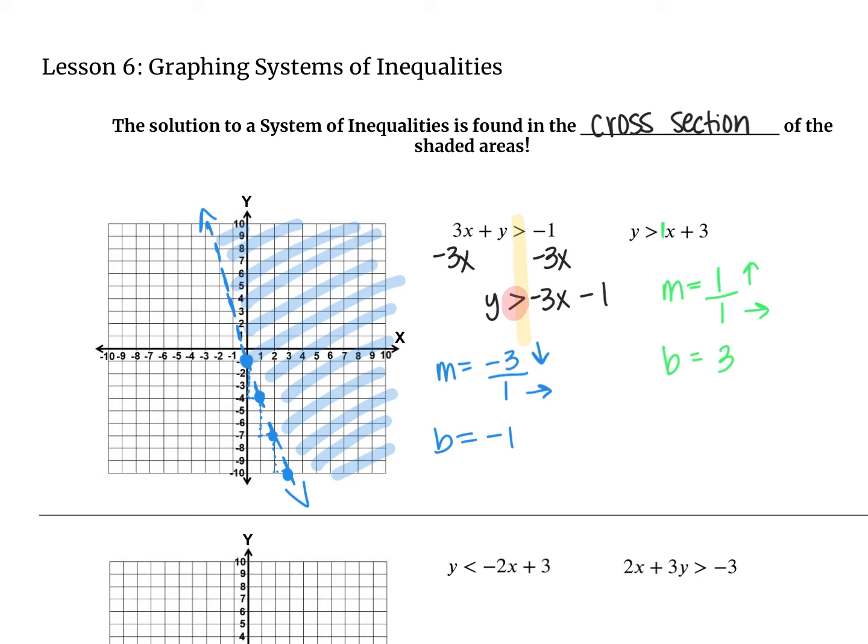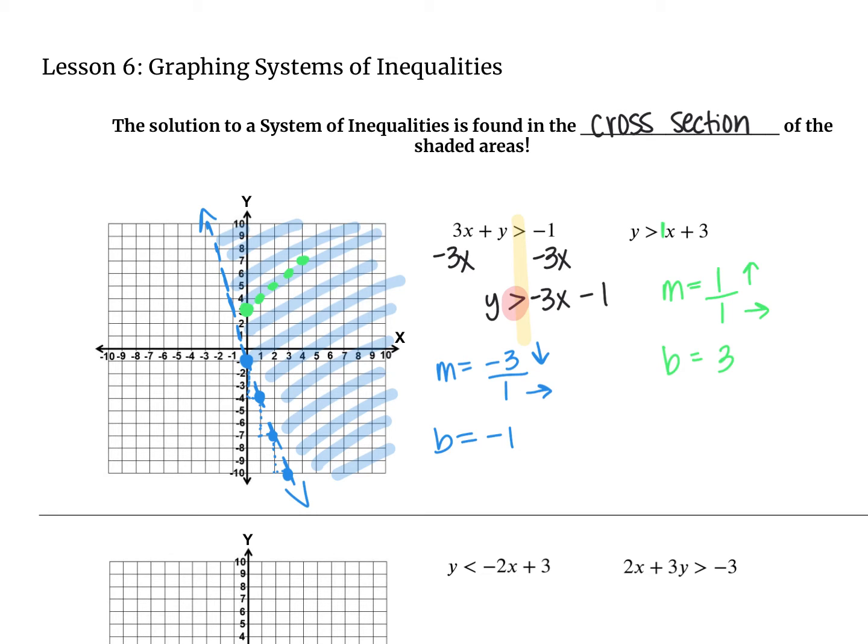Okay, so let's go ahead and put this on our graph as well. We start with the b value, which is the y-intercept, and that point would be right here on the y-axis, where y is 3. Then we'll use our slope for direction, so we go up 1, right 1, plot a point, up 1, right 1, plot a point, up 1, right 1, plot a point, and we'll do one more. Up 1, right 1, plot a point.